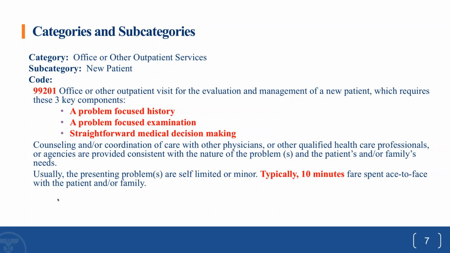So in order to bill a new patient level 1, the patient's history has to be problem focused as well as the exam. And then the medical decision making needs to be straightforward. And until we discuss those so that you know what's entailed in those, they may not make a lot of sense to you, but these are called the 3 key components.